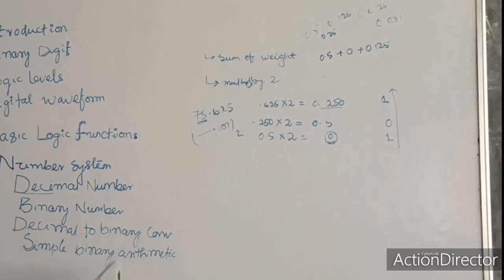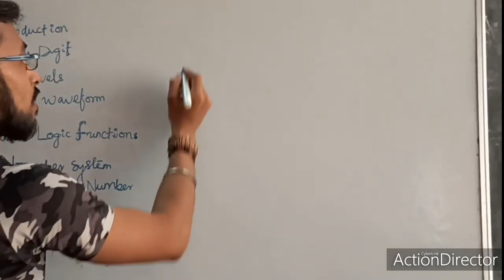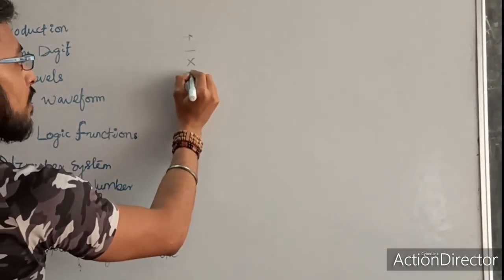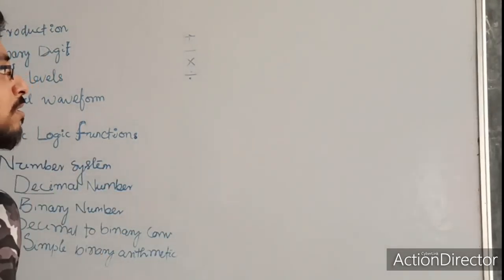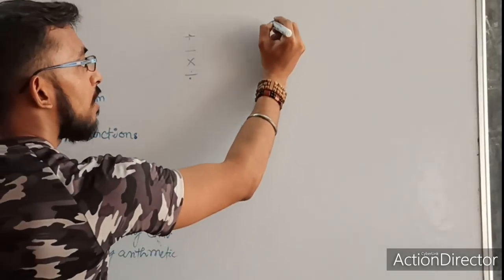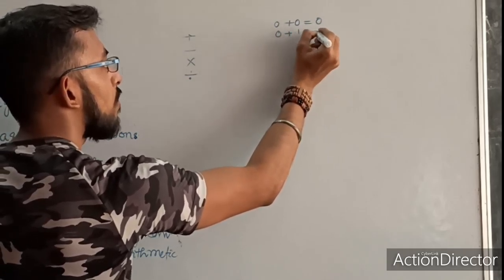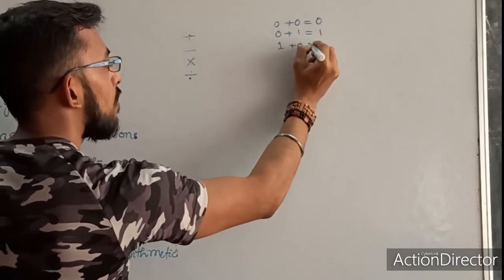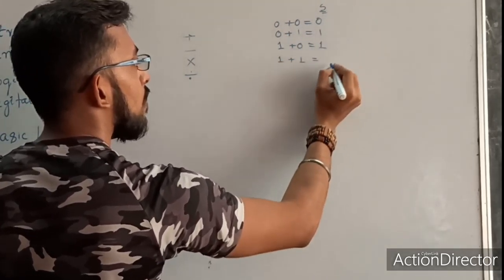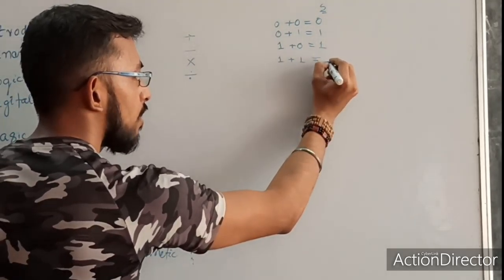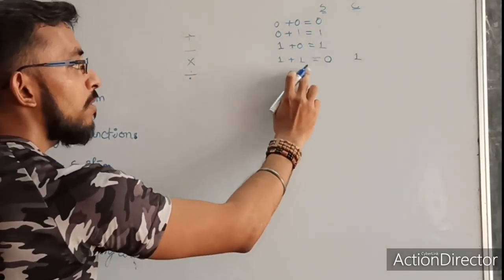Now the last one, let's see simple binary arithmetic. Arithmetic means addition, subtraction, multiplication and division. In the binary case also, we can use all these four operations. Binary numbers can be added. How? If I add 0 plus 0, it gives 0. 0 plus 1 gives 1. 1 plus 0 gives 1. If you add 1 plus 1, what will happen? Here 0 will come and a carry will come over here, which is 1. What will be the addition of 1 plus 1 plus 1?